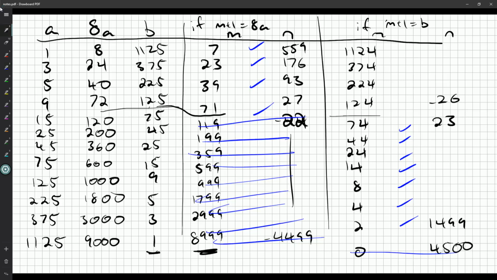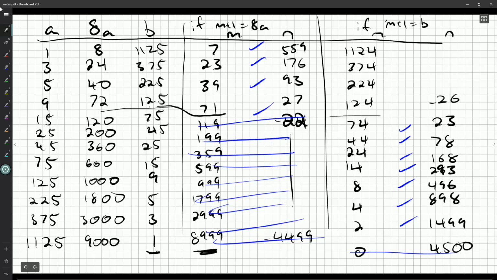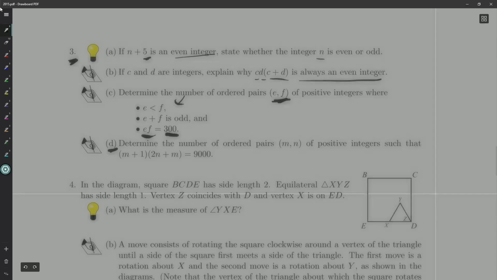200 minus 44 divided by 2, 78. 360 minus 24 divided by 2, 168. 600 minus 14 divided by 2, that'll be 293. 1000 subtract 8 divided by 2, 496. Oh, that's a perfect number. 1800 minus 4 divided by 2, 898. Just in case you're curious about all pairs, they didn't ask for the pairs.